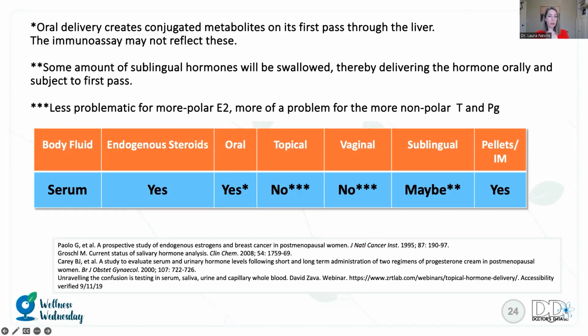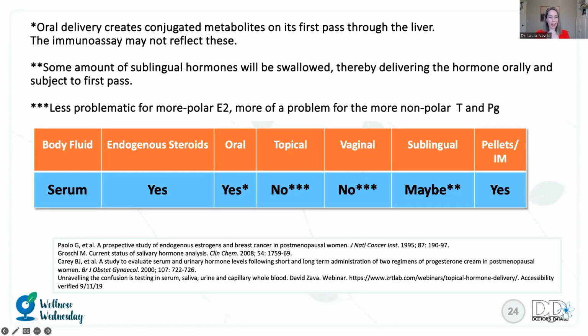Vaginal is going to be similar to topical in the absorption. And then sublingual, we'll put a maybe here because hopefully most of this is being absorbed under the tongue through the little capillaries, so in a transdermal, if you will, fashion. But, just by the nature of sublingual, the patient will swallow some, and some patients swallow more than others. So then it's an in-between between topical and oral.